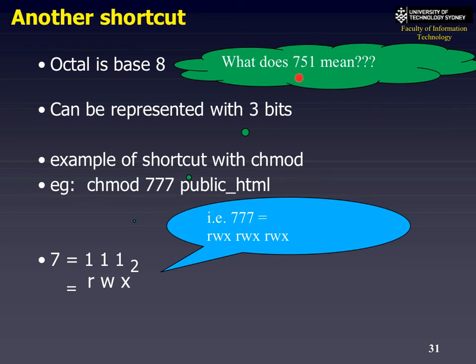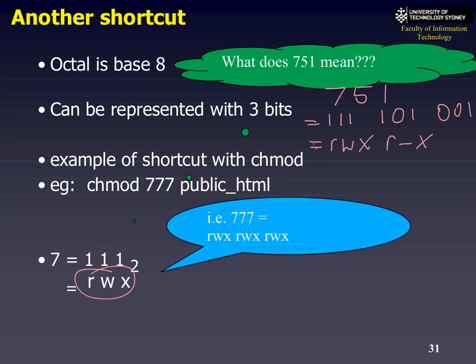Let's try another one. So what does 751 mean? Let's try it out. Well, obviously 751, that's equal to, in binary format, 111. The 5 is 101, and the 1 is 001. Let's take these digits, work it out. That becomes RWX, R-X, and dash dash X.